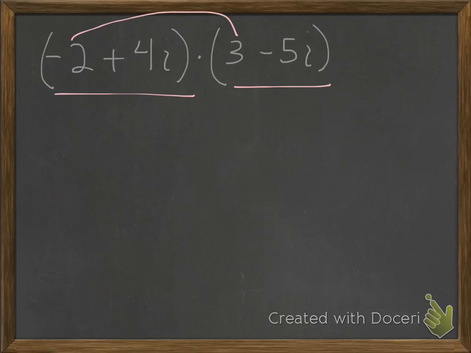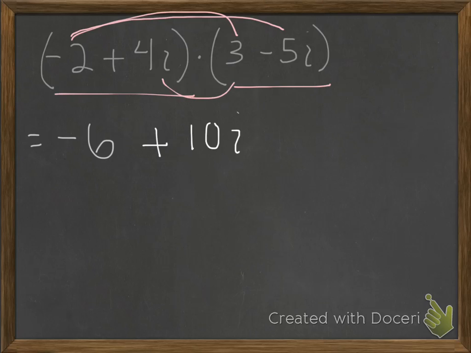Okay, first, -2 times 3. So -2 times 3, there's my first, -6. And then continue on, outer, -2 times -5i. So -2 times -5i, both of those turn into a positive, and then we have 10i. We're treating that i just as you would an x. And then your inner, 4i times 3 is a positive 12i.